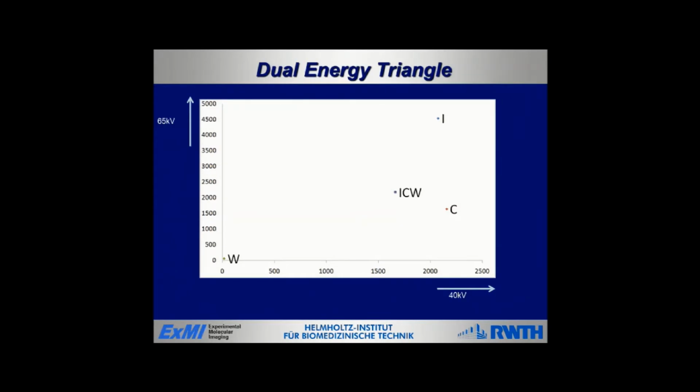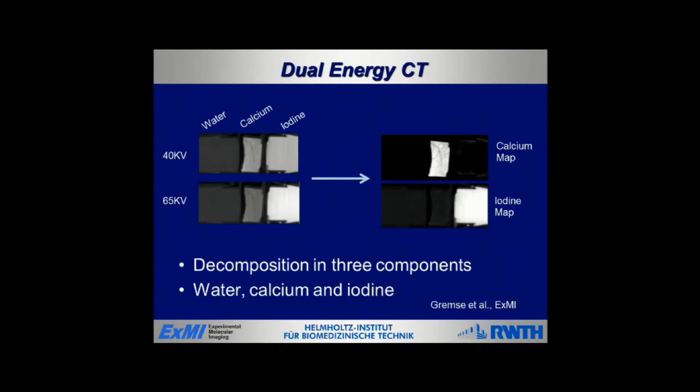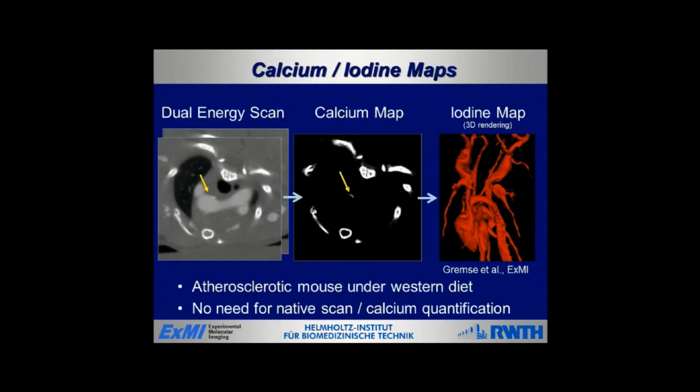And this is shown here for 65 kilovolt and 40 kilovolt for iodine, calcium, and water. Taking this difference can help you to separate these elements in the body and to do some kind of calcium maps, iodine maps, or water maps. This is shown here in a phantom, where you see that there are clearly differences in the CT numbers that you get after measuring. And here it's converted to a calcium map, and here it's converted to an iodine map.